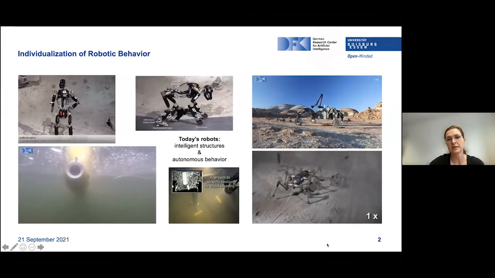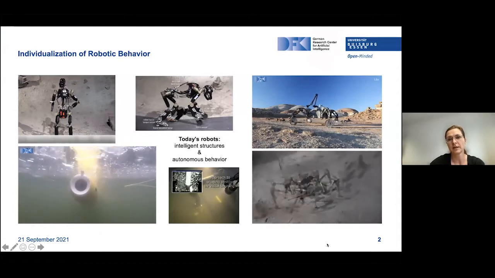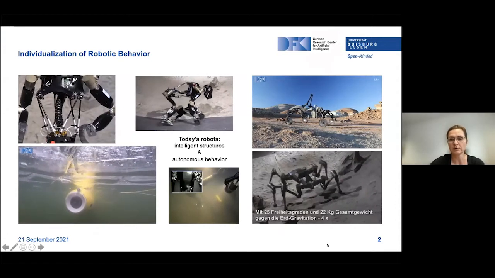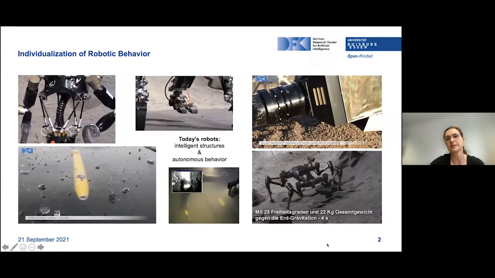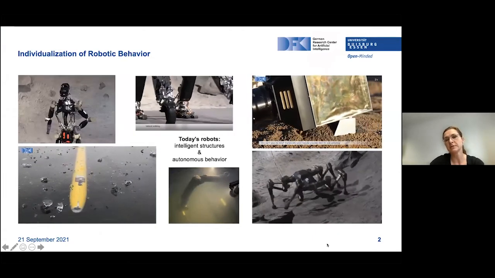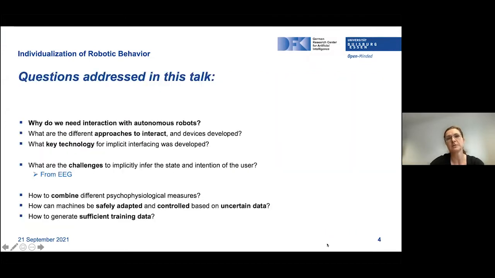And you can see that they're quite advanced, I would say, and most of them behave autonomously to some degree at least. And that's really the first question that I will bring in my talk, or I want to address: why do we need interaction with autonomous systems? So why do we need that? They're autonomous. So what do we need the human for here?